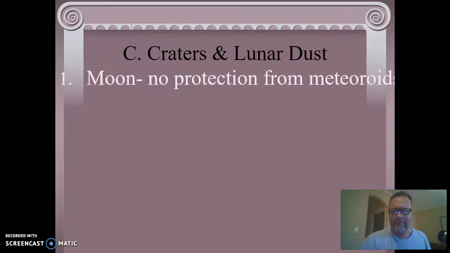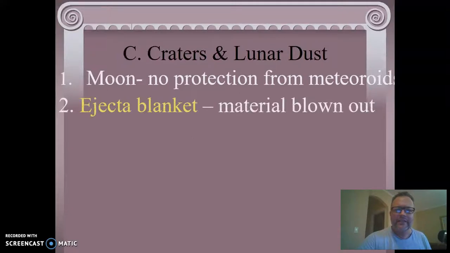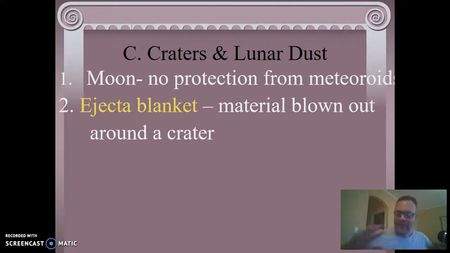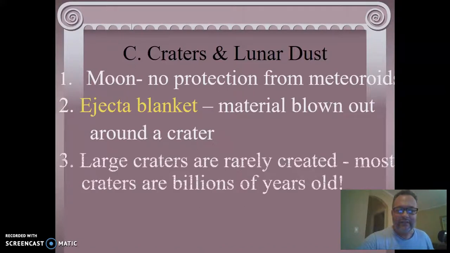The moon, of course, has no atmosphere, meaning that all the time it gets pelted by tiny little pieces of debris, little pieces of sand flying through space. The area around a crater, just another vocab word, is the ejecta, or the ejecta blanket, it's sometimes called. That's the area around it. So Tycho has a huge ejecta blanket around it. And as I mentioned before, most super large craters are really, really ancient.